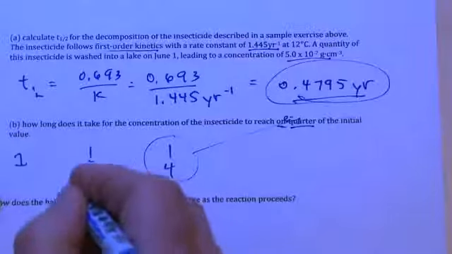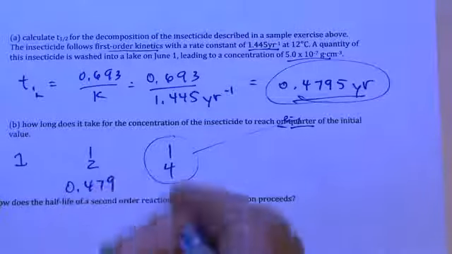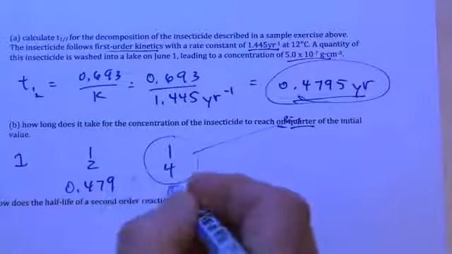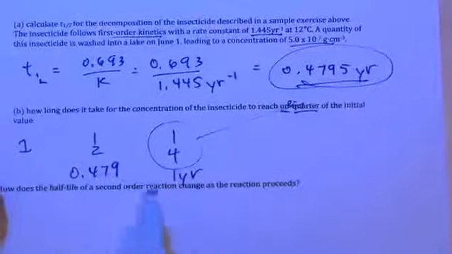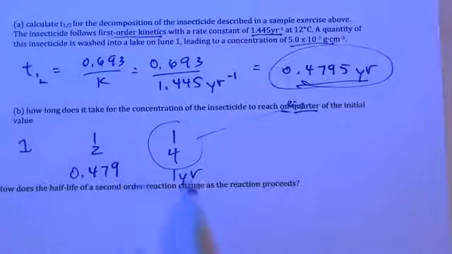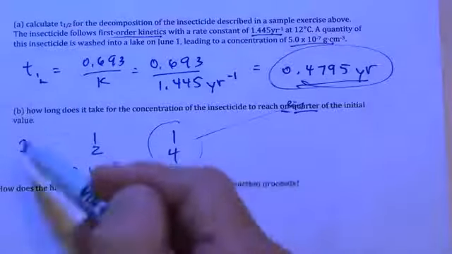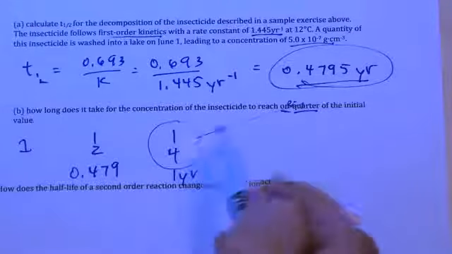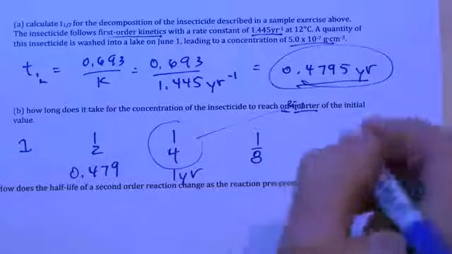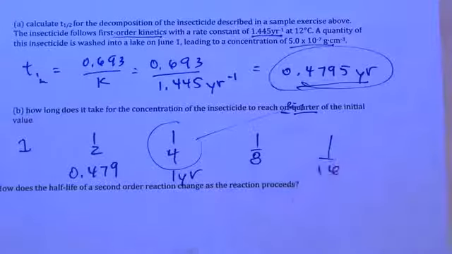the first time it took 0.479 of a year. Well, now it would take, and if I round that to half, it would take almost 1 year for that to happen. Now, technically, if you did the math, it would be 0.95 or something like that of a year. But you can see that half-lives are kind of regular. You go from 1 to half to a quarter to an eighth, and it'd take another half-life for that to happen, to a 16th, etc.